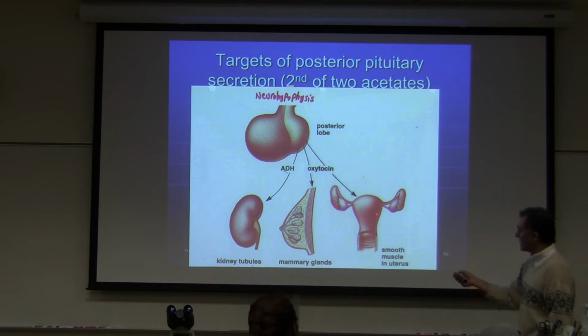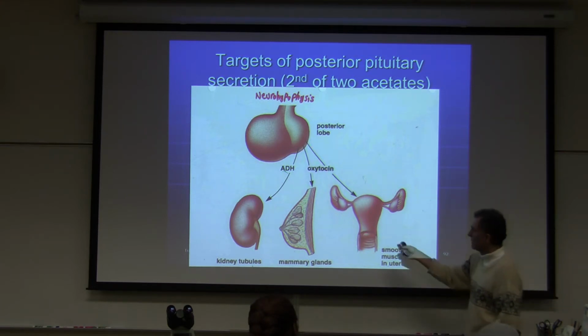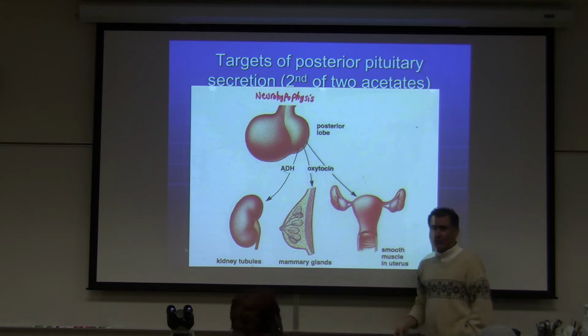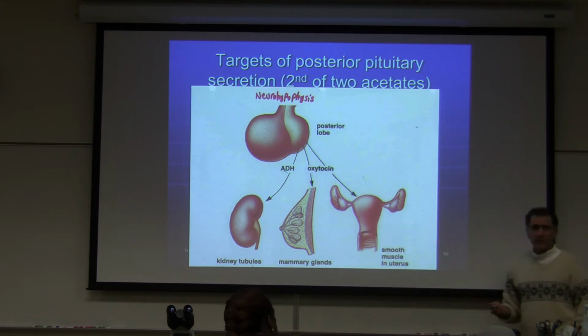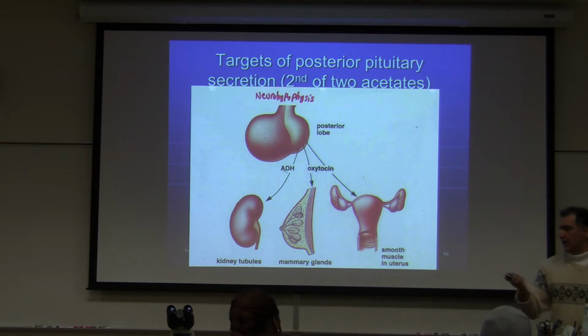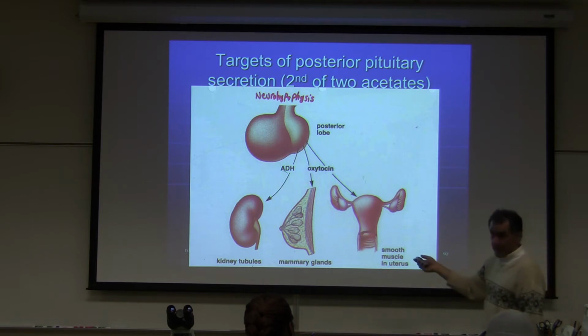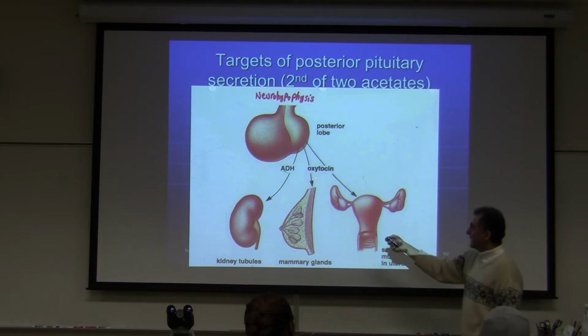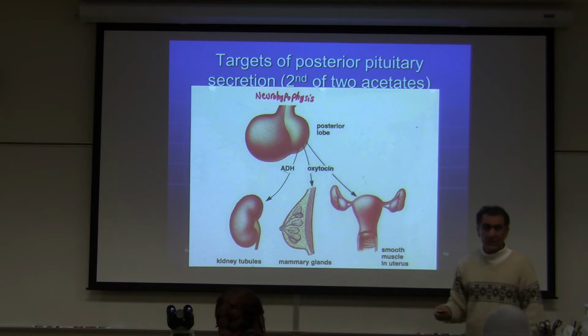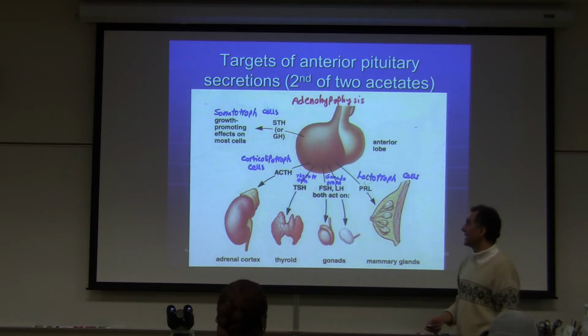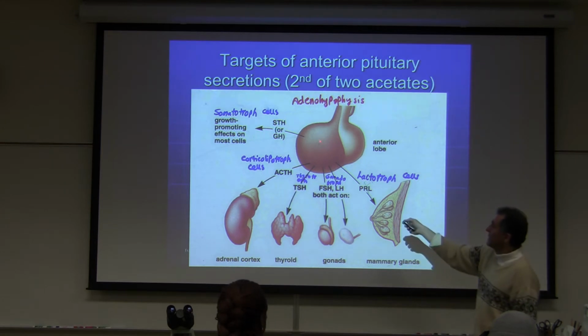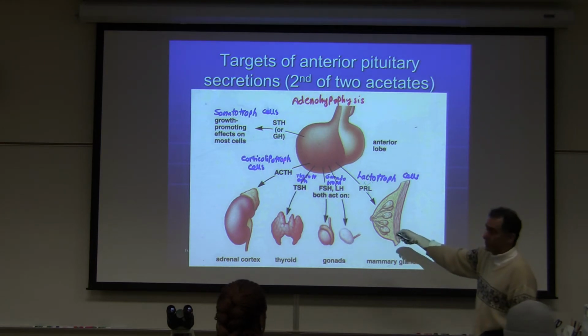During childbirth, oxytocin affects the smooth muscles of the uterus. Now, the effect of oxytocin in males, your textbook talks about it. It gives some ideas what they are. I forgot now. But anyway, ADH goes to the kidney and tells the kidney to store water. That's all I have to say about the posterior pituitary gland. The anterior pituitary gland, on the other hand, releases a lot of hormones.